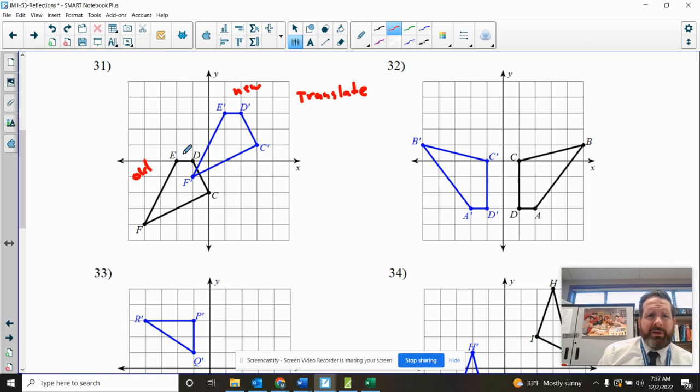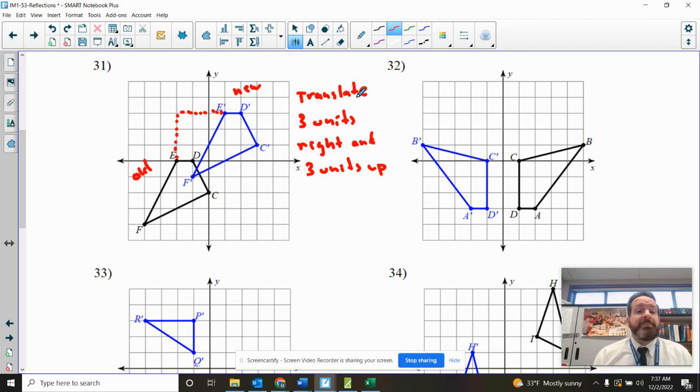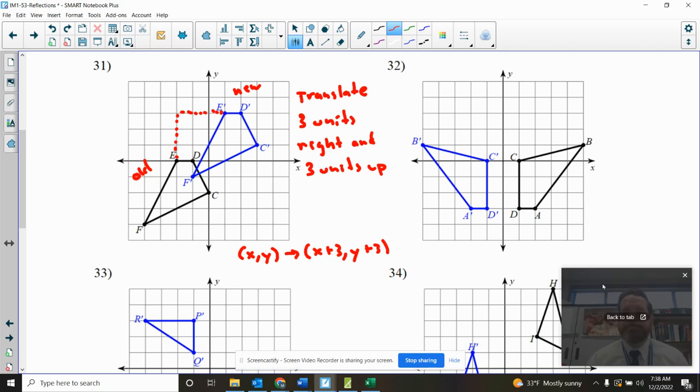And then let's follow a point. I'm going to follow point E. There's a little bit of up and a little bit of to the right. So it's 3 units to the right and 3 units up. So there's the description in words. If you want to, you could write it using the arrow notation as well. That always starts with x, y, and moving 3 to the right and 3 up would be plus 3 on both the x and the y.